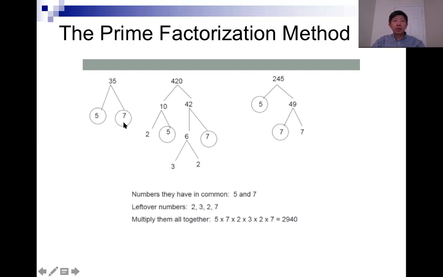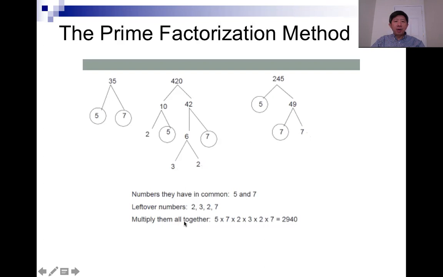And the next step is I find the common factors. 5 is, 7 is, 5 is, 7 is. They are all common factors. So therefore, we have 5 and 7 in common, all right? And what's leftover? The leftover numbers are 2, 3, and 2, all right? And 7, all right?